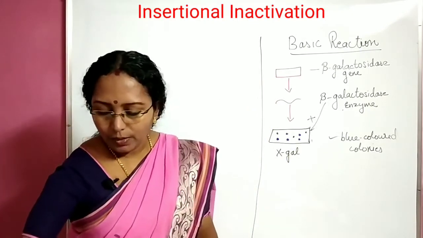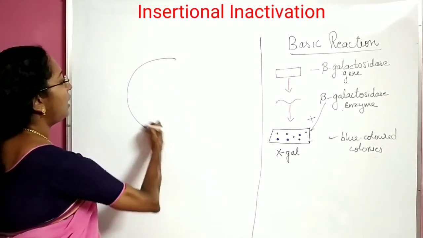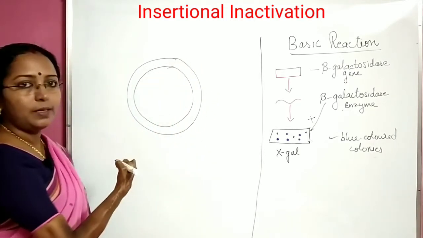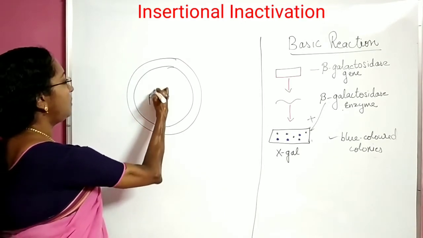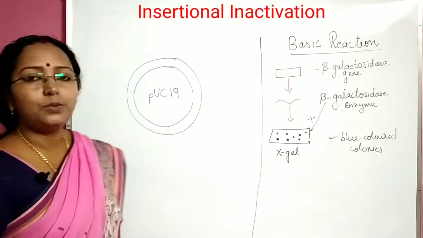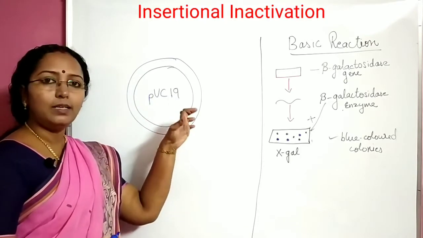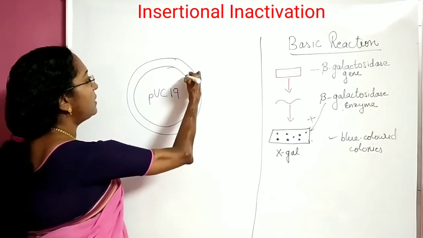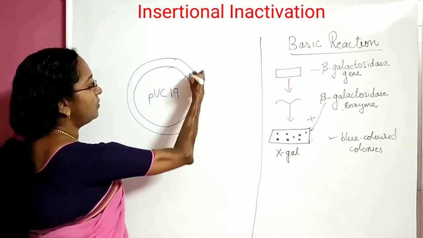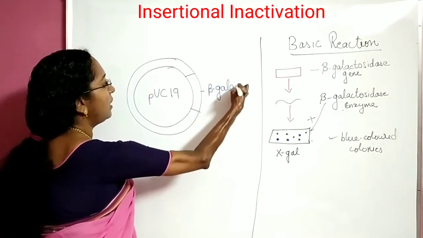Okay. Now imagine I have a plasmid. Let me name it as pUC19. We have learned regarding pBR322 in the previous session. So let me take this as pUC19, another plasmid. This plasmid is having a region. This region is responsible for producing the enzyme beta galactosidase.